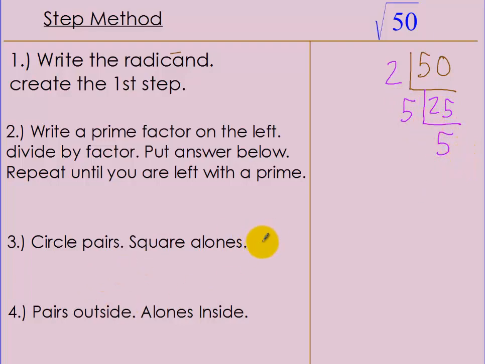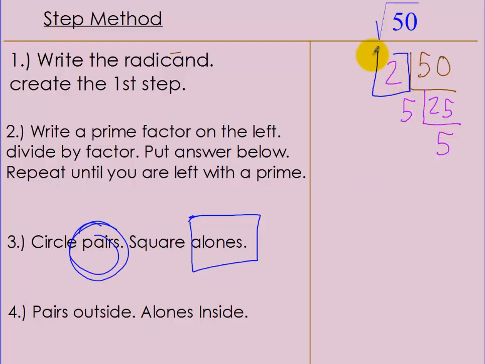Now, for step 3, I circle pairs and square alones. When I square alones, it means I literally put a box around it, and I circle the pairs with a circle. In this case, we're looking at the outside. This 2 doesn't have any other 2's to pair up with, so it's a square. And I have two 5's, so I circle those. So I've circled the 5s and squared the alone.